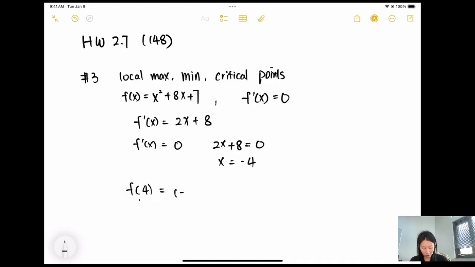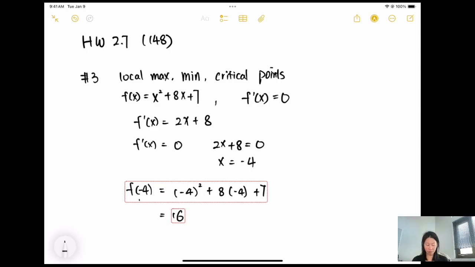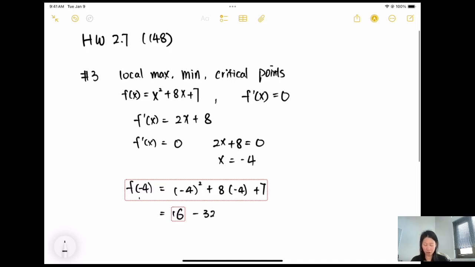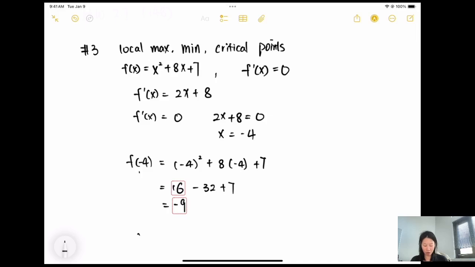So I got -4 squared plus 8 times -4 plus 7. So this equals 16, because negative times negative gives you a positive number, minus 32, plus 7 equals -9. Then our critical point is when x equals -4, y equals -9.